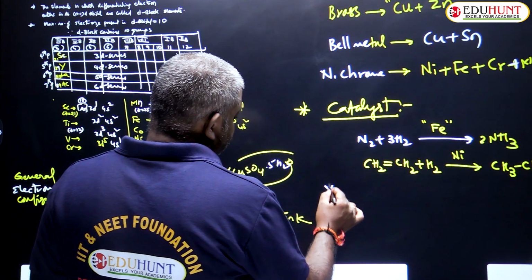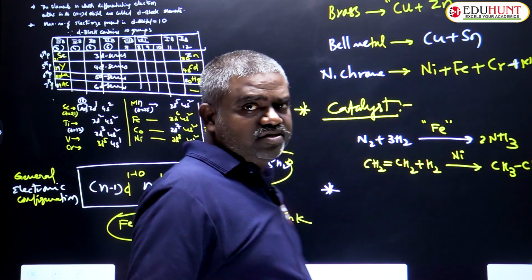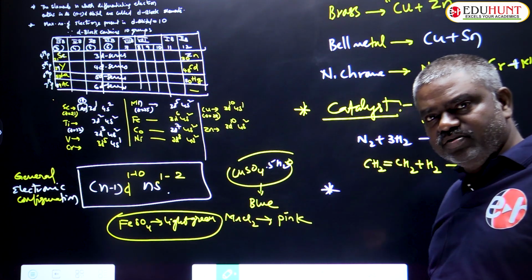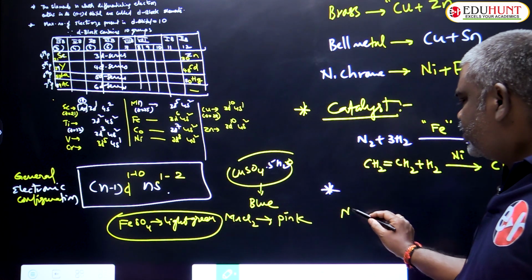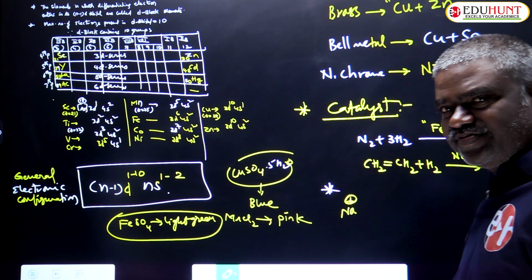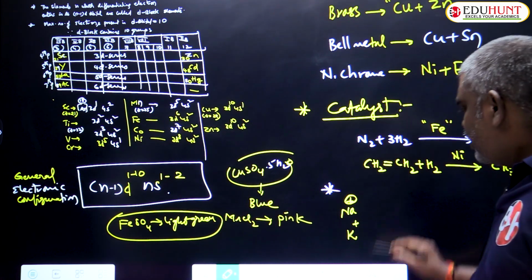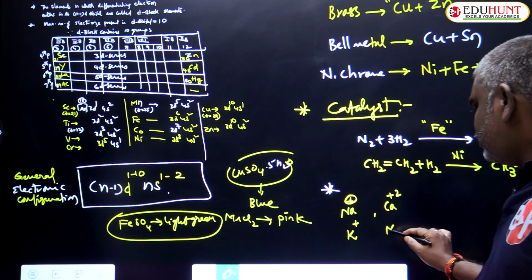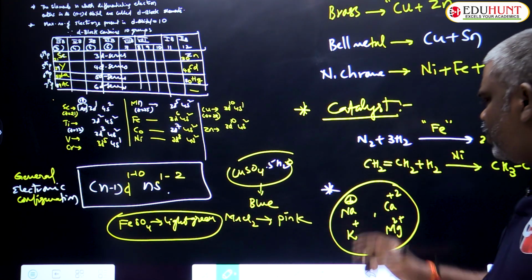Another point is that D block metal ions exhibit more than one oxidation number. For example, sodium always exhibits +1 only; it is an S block element. Potassium always exhibits +1 only. Calcium always exhibits +2 only. Magnesium always exhibits +2 only. These elements exhibit only one oxidation number.